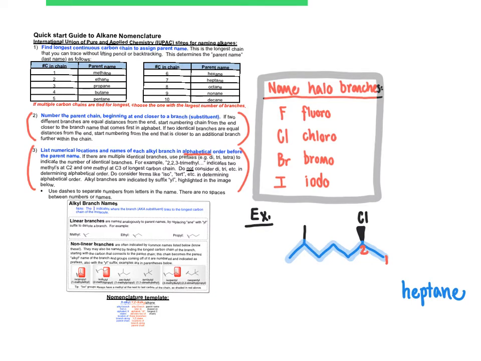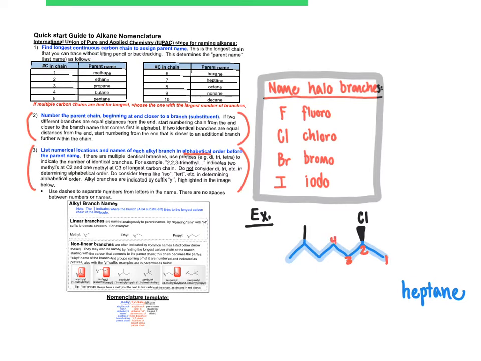So the way that we decide which method is correct for numbering is that we start numbering the chain from the end closer to the branch name that comes first in the alphabet. So chloro comes before methyl in the alphabet, and therefore we're going to start numbering from the right-hand end of this molecule. So we number from the right-hand end.